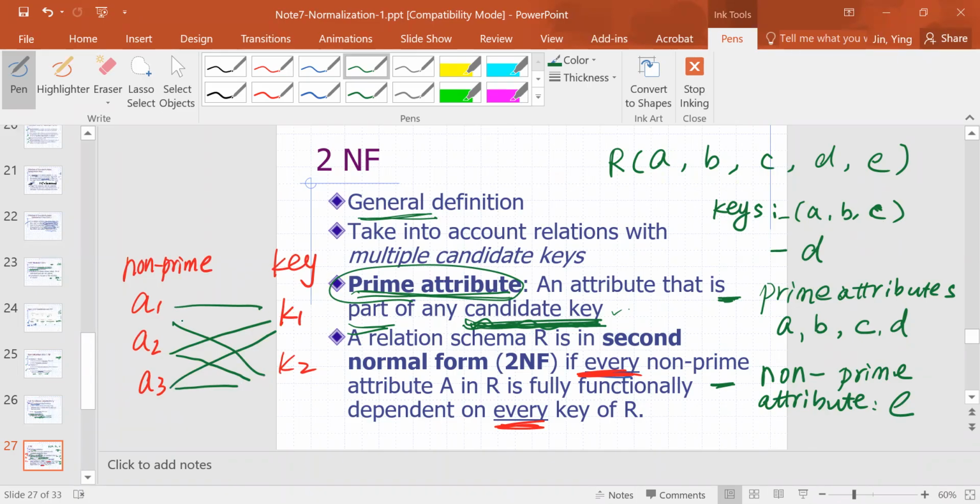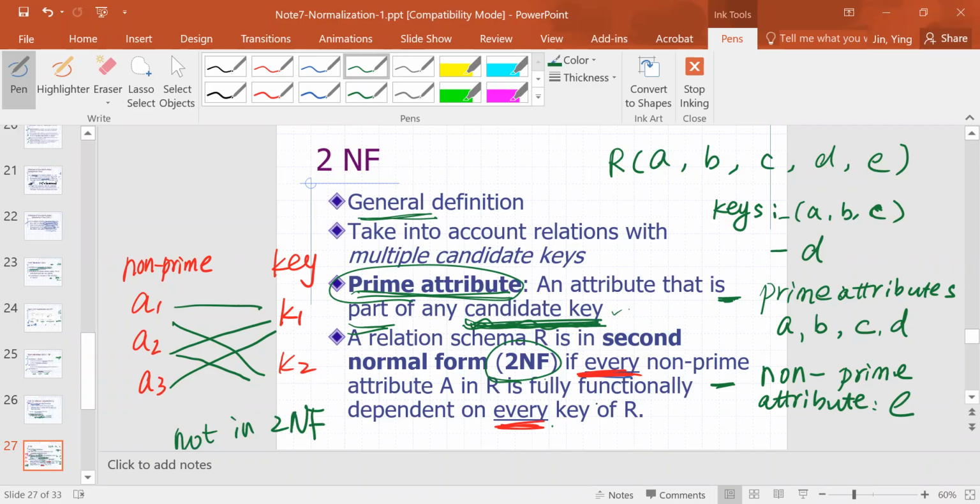So in this case, if this is true, like what I did here, every non-prime fully depends on key, then we can say this is in second normal form. But if any of them is not true, say for example, if I know A3 is not fully dependent on K2, then this is not in second normal form.